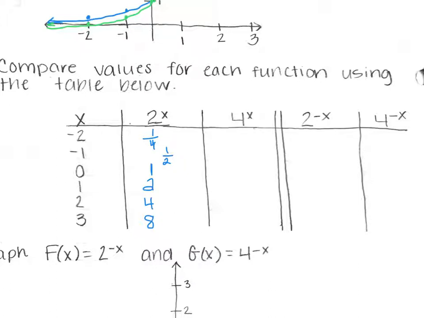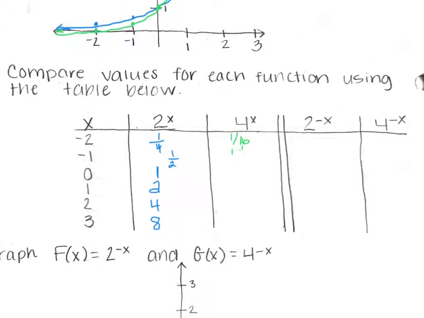So then we had 4 to the x power. 4 to the negative 2 is 1/16. 4 to the negative 1 is 1/4. 4 to the 0 is 1. 4 to the first power is 4. 4 squared is 16, and 4 cubed is 64. So we can see how rapidly these functions are actually growing.